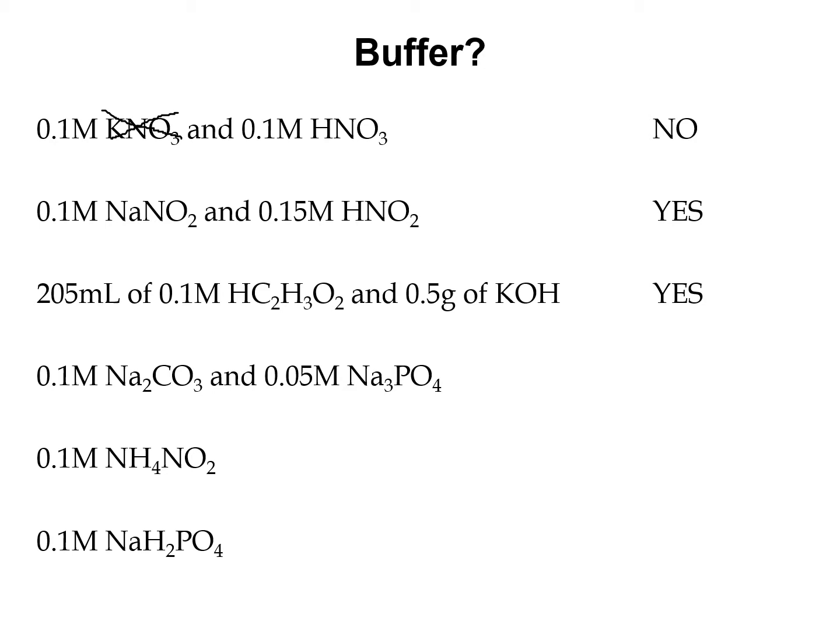Look at our next example. We have 0.1 molar sodium carbonate and 0.05 molar sodium phosphate. Our sodium carbonate, if it tries to absorb hydroxide, makes sodium hydroxide, which is strong, so it cannot absorb hydroxide. But the carbonate ion can absorb a hydrogen, acting as a weak base, or weak acid, excuse me.